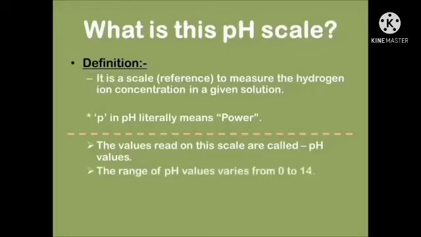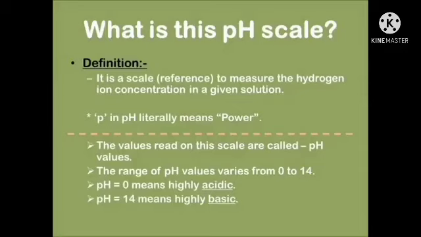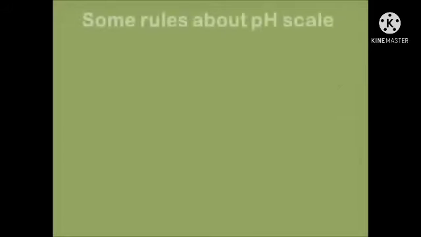The range of pH values varies from 0 to 14. pH 0 means highly acidic nature. pH 14 means highly basic nature. And 7 is neutral, that is the water solution. Then pH 0 is highly acidic, and 14 is strongly basic.